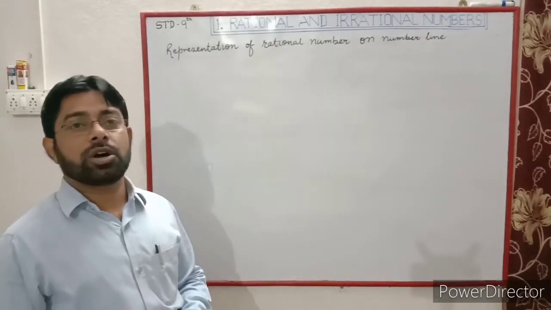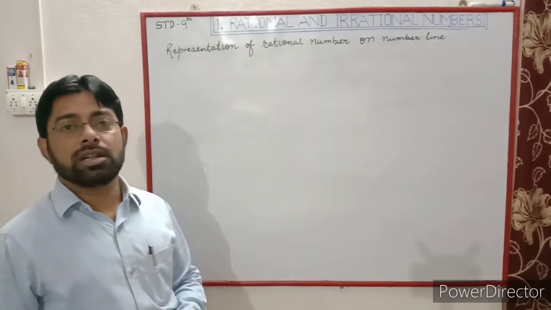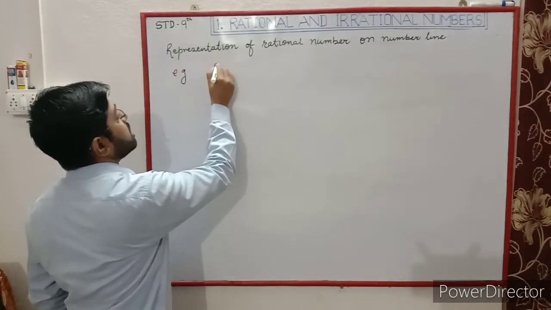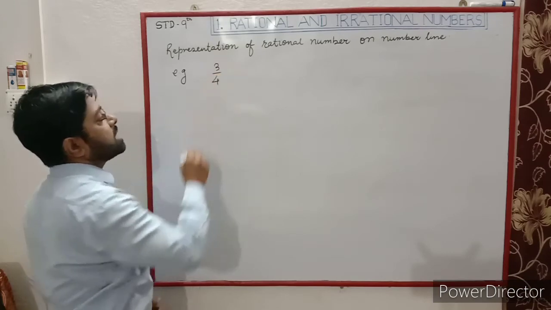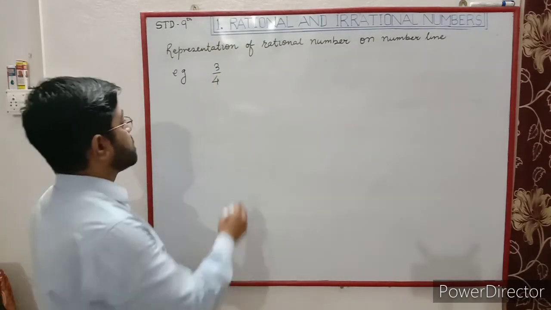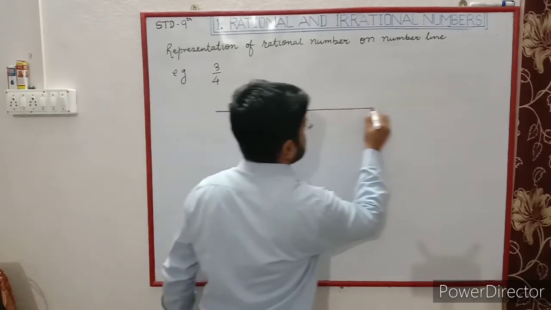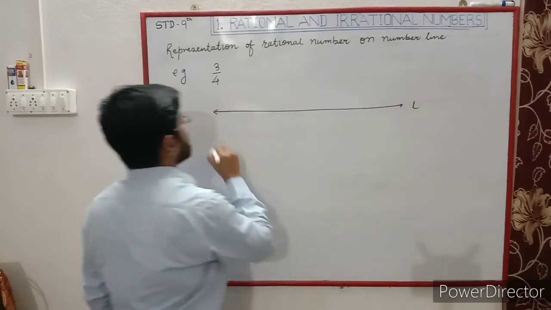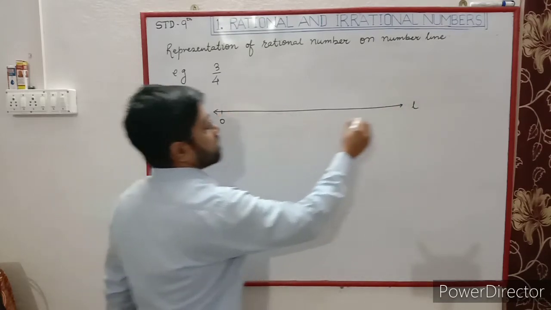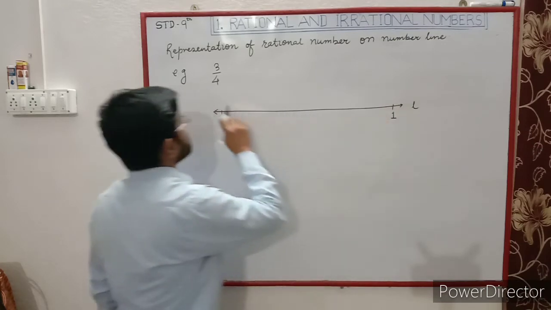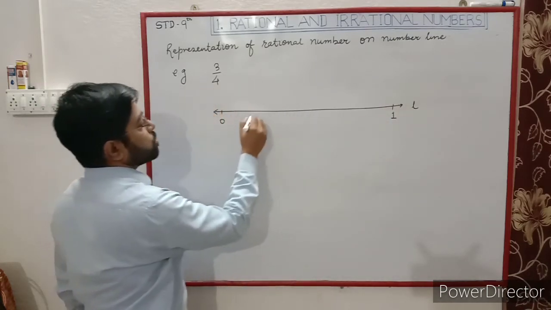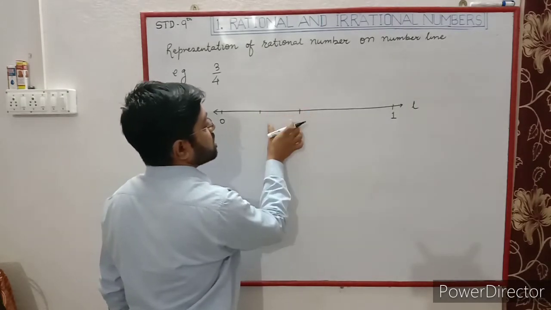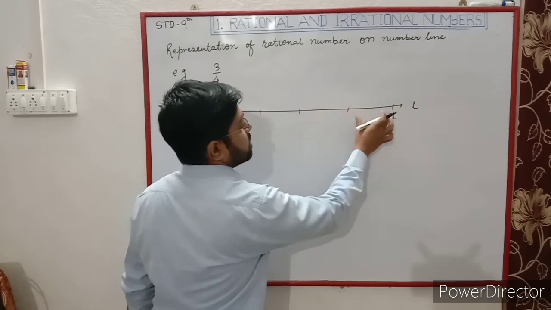Now, representation of a rational number on a number line. Let's see the example. Suppose we have 3 by 4. Represent it on a number line. So first of all, draw a number line. It is denoted by L. Now here 0, here 1. See, the denominator is 4, so it is divided into 4 parts: first part, second part, third part and fourth part.